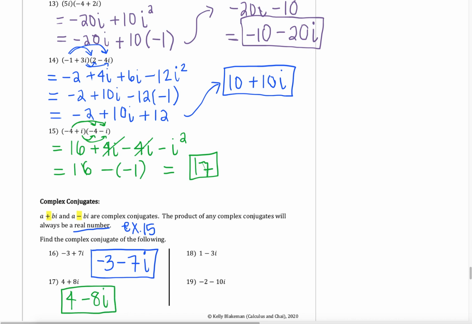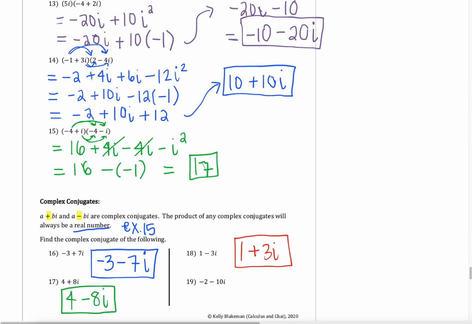What about example 18? We have 1 minus 3i. What would be the complex conjugate for 1 minus 3i? So in this case, our complex conjugate for 1 minus 3i is going to be 1 plus 3i. Remember that real part stays the same, so that's why I still have a +1, but I switch the sign on the imaginary part. Let's look at example 19.